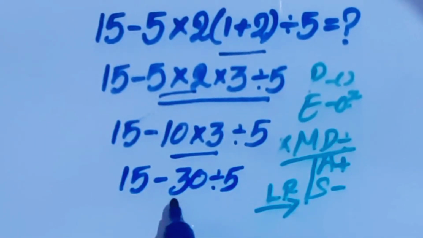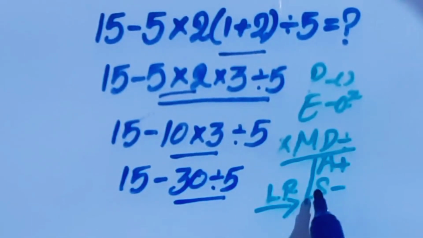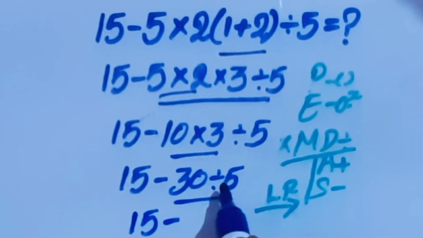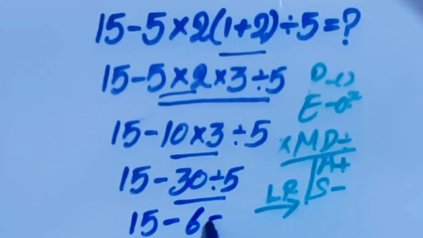Here this division is higher than this subtraction. So we have to do this division before this subtraction. Here 15 minus this 30 divided by 5 is 6. Now 15 minus 6 is 9, which is the correct answer.